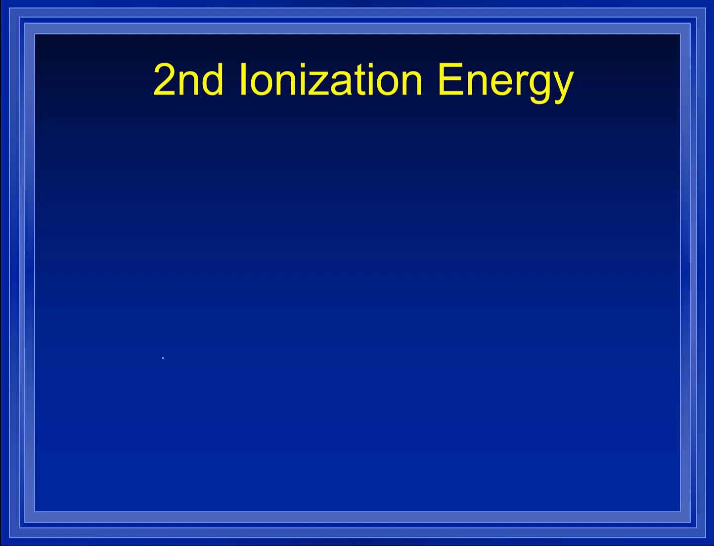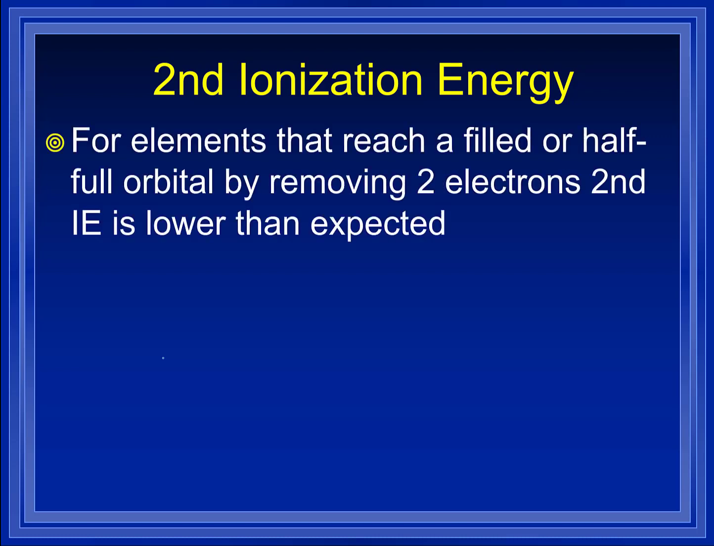What about second ionization energy? For elements that reach a filled or half-filled orbital by removing two electrons, the second ionization energy is lower than expected. So that would be p5 and p2. Because p5 loses the first one, then loses the second one, looks like p3. Half full. p5 or p2 loses 2, you're at s2, full.